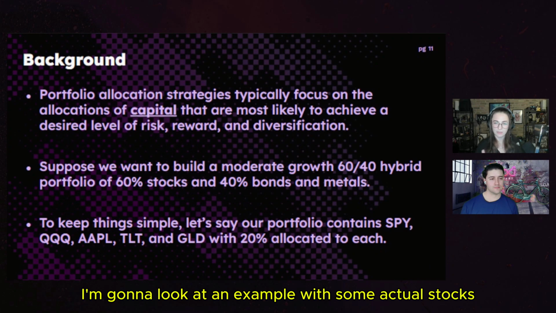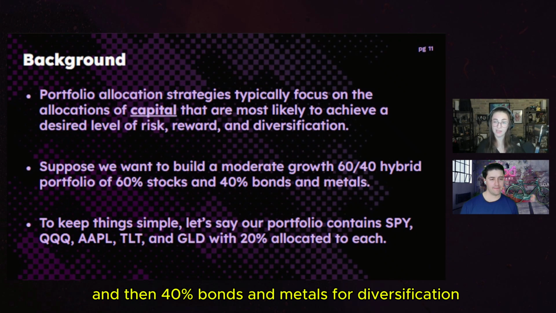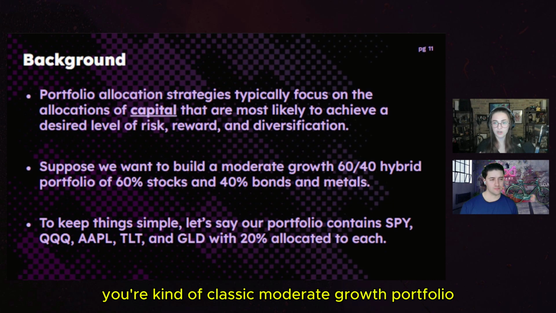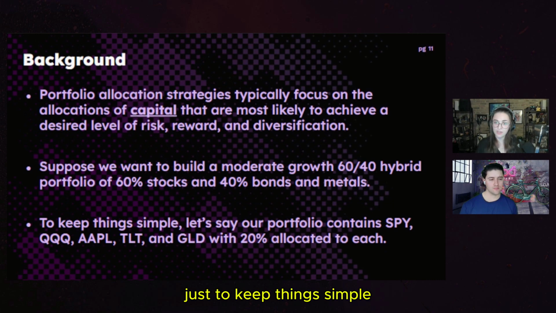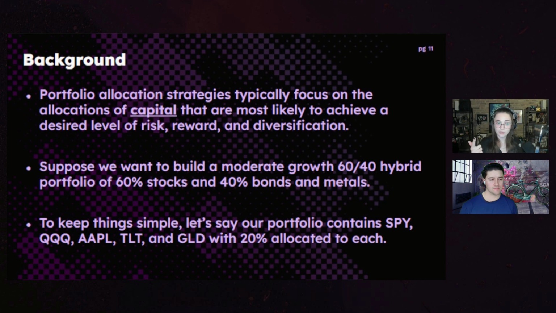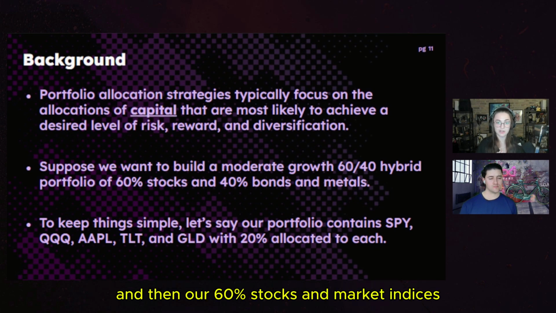Here, I'm going to look at an example with some actual stocks and some ETFs. We're going to do 60% stocks and then 40% bonds and metals for diversification. So it's a 60/40 hybrid portfolio, but again, your classic moderate growth portfolio. To keep things simple, let's say our 60/40 portfolio contains SPY, QQQ, Apple, TLT, and GLD. So we have our 40% bonds and metals and then our 60% stocks and market indices.